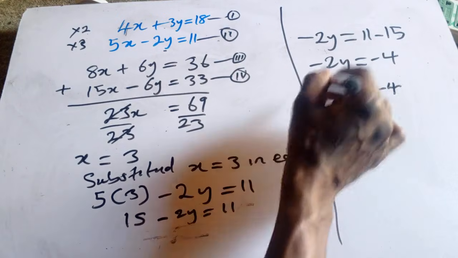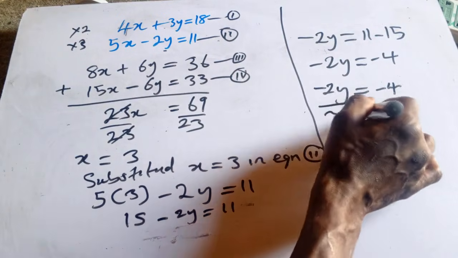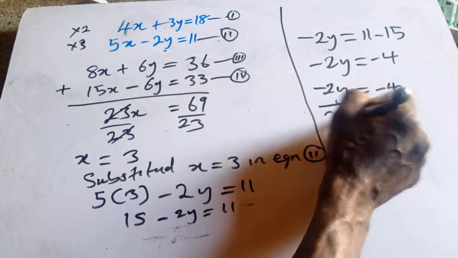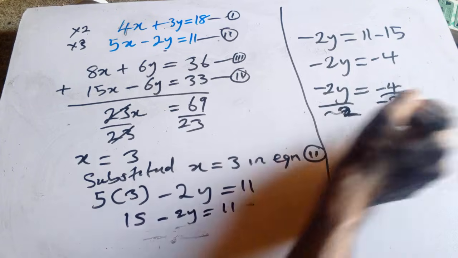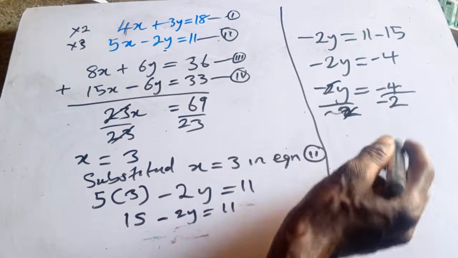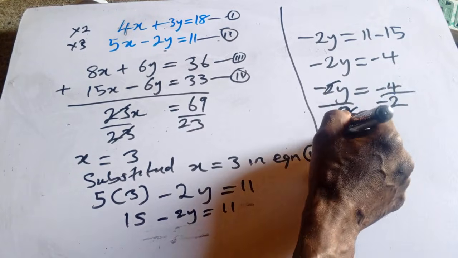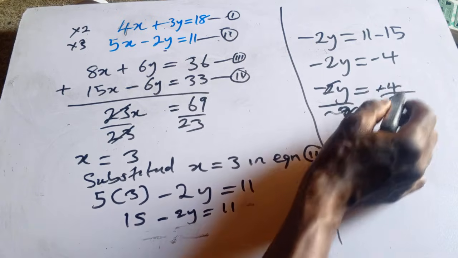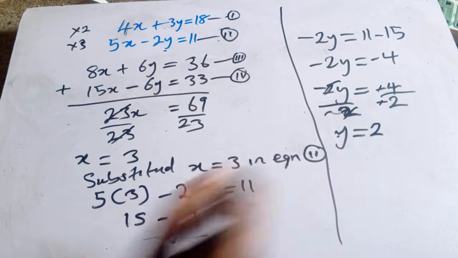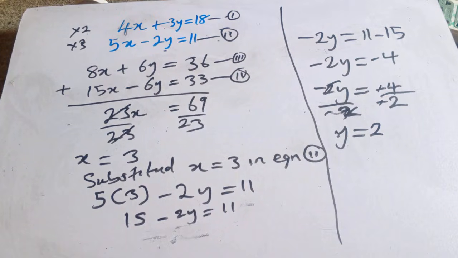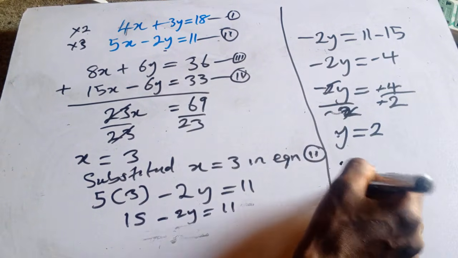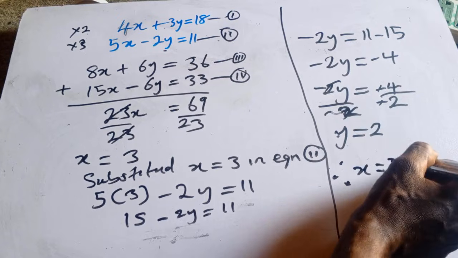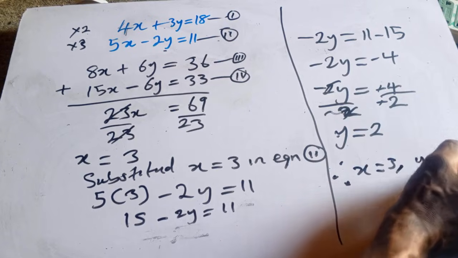We are going to divide both sides by minus 2. Then the 2 cancels out. Then this is y is equal to, cancel minus, 4 divided by 2, here is 2. Therefore, we conclude by saying x is equal to 3 and y is equal to 2.